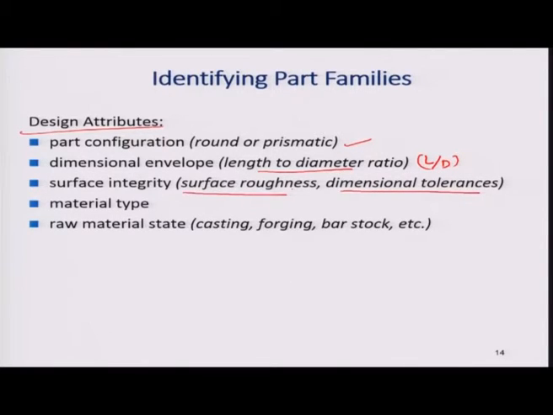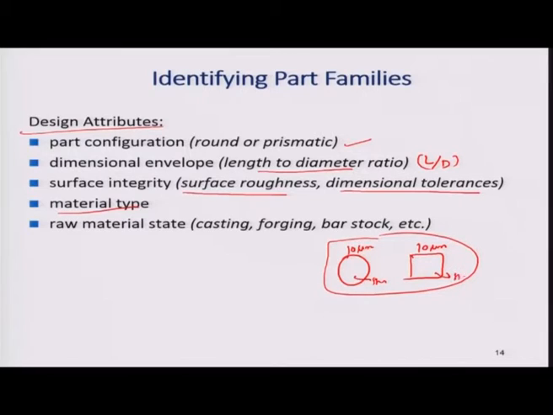Suppose that we have one ball and one square, and each has a surface roughness of 10 micron. So we can club both parts in one group on the basis of surface roughness. Material type: suppose that this is made of steel. Again, it is made of steel, but the shape is different, while the material is the same. So we can club both in one family. Raw material state depends on how you are planning to make a family of different parts.